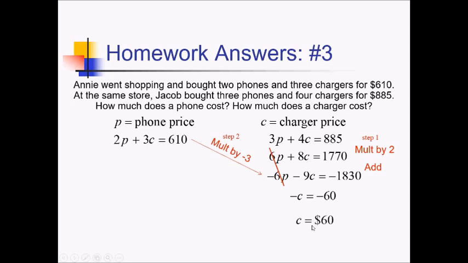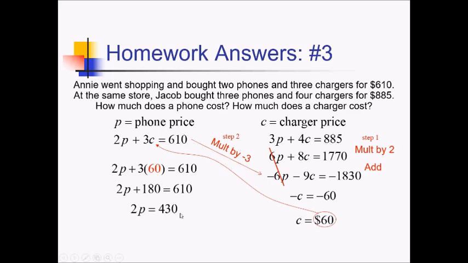To get the price of a phone, let's plug 60 in for C over in this equation here. Doesn't matter where, but might as well be here. So we've got 2p plus 3 times 60 equals 610. 3 times 60 is 180. Subtract that from 610 and you've got 430. And then divide that by 2 to get the price of a phone. That's going to be $215.